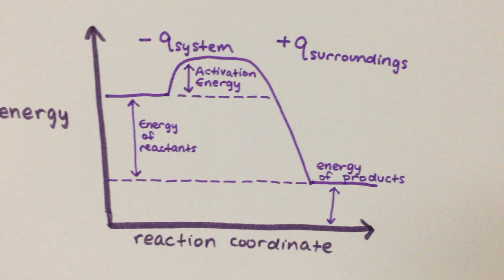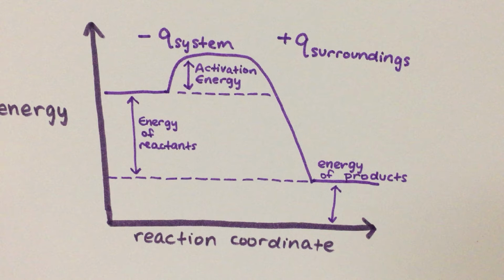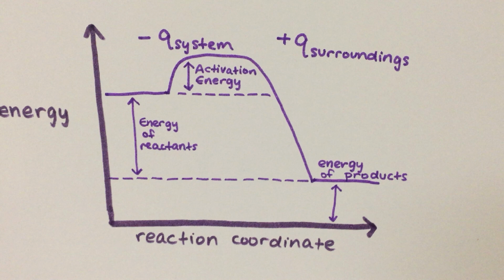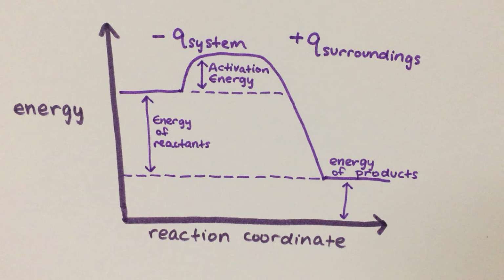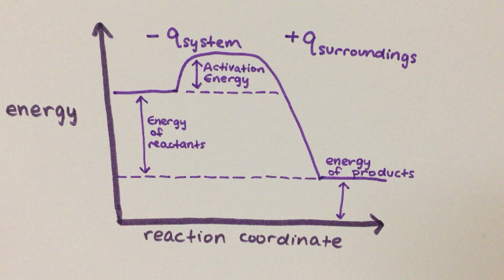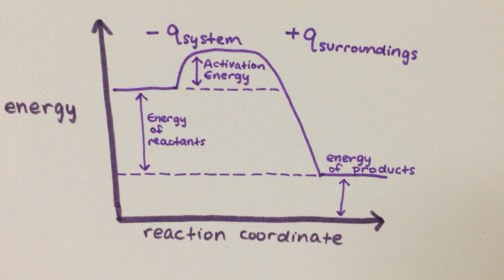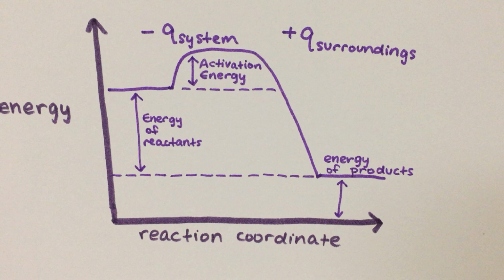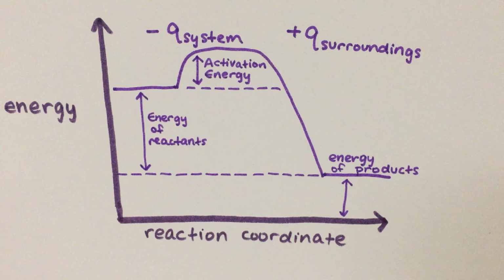This graph shows that it is necessary for the reactants to absorb more energy, known as activation energy, in order to break their bonds and begin the reaction. However, at the end of exothermic reactions, the products of the reaction exist at a lower energy level than the reactants did.